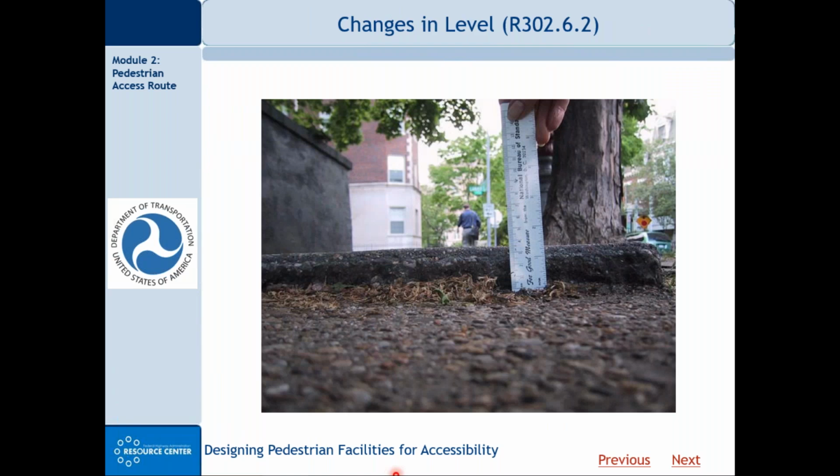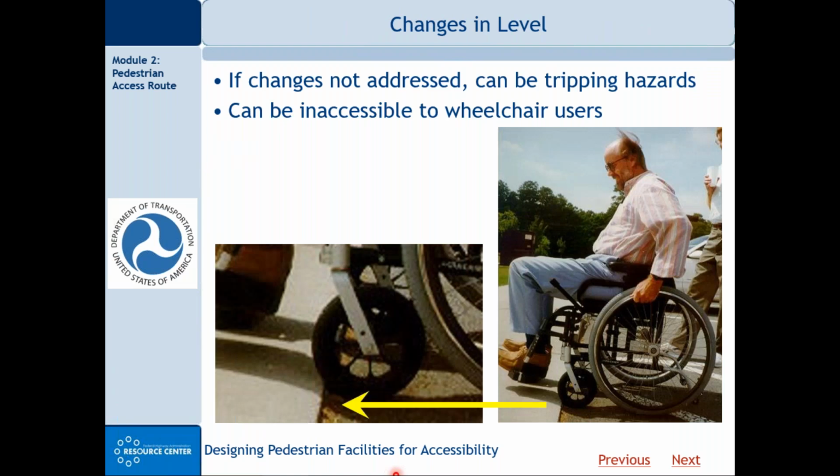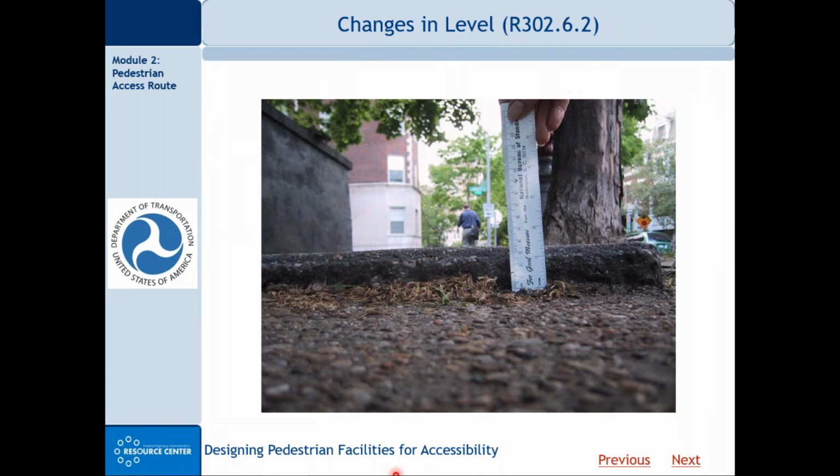One is a tort claim if someone's injured. The other is a civil rights claim, an ADA claim, if someone can't access the destination that they wish to reach. So Ron, we have a question from someone who is asking who would get sued in that situation.